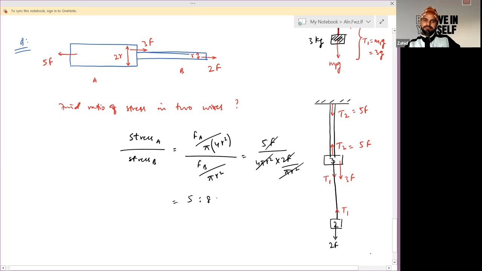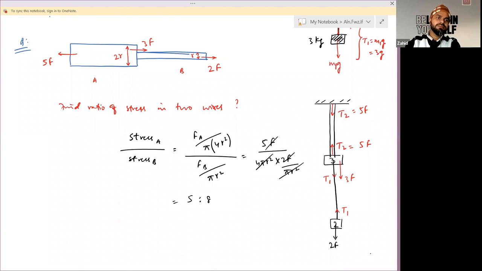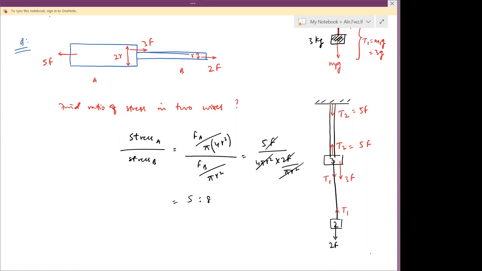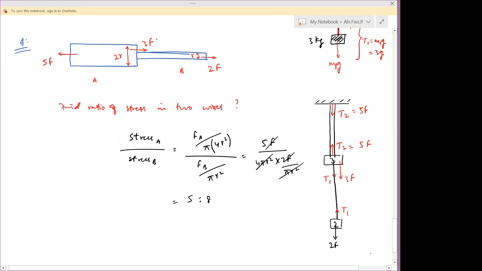Ifra, is it clear? Yes, sir. So where have you got just 1? Sir, I haven't squared the area, and the force which is acting on the second, I have also taken wrong. Okay.